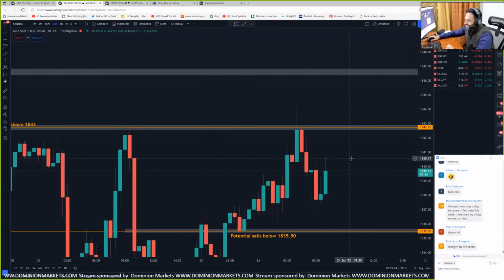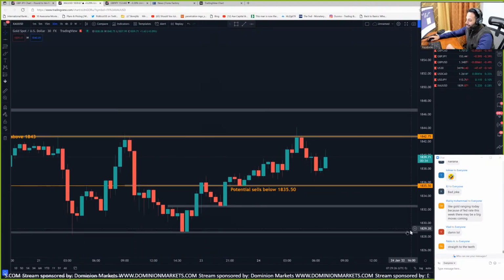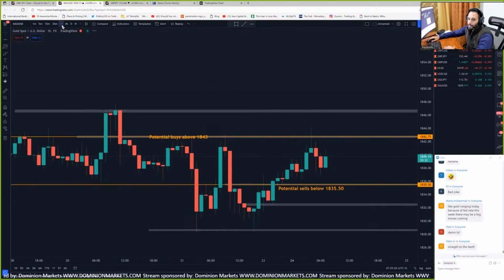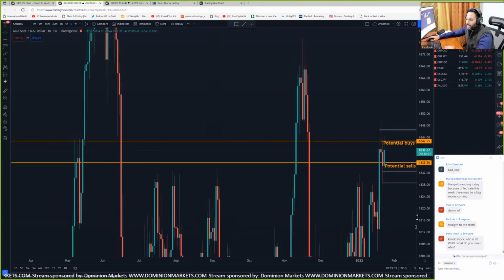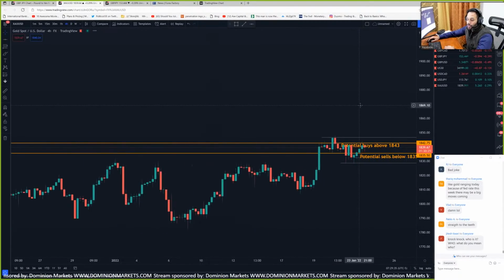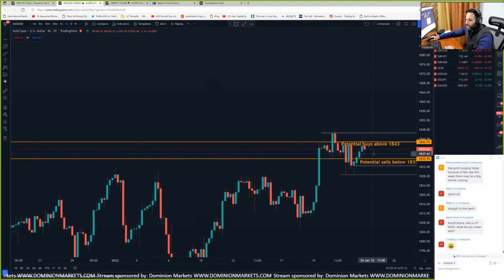Gold is ranging today because of the Fed rate this week, so there may be a big move coming. Yeah, exactly, that's what I think too. Gold has been ranging. Look at this on the daily, we're starting to range. Look on the 4-hour, we're in sideways movement now.